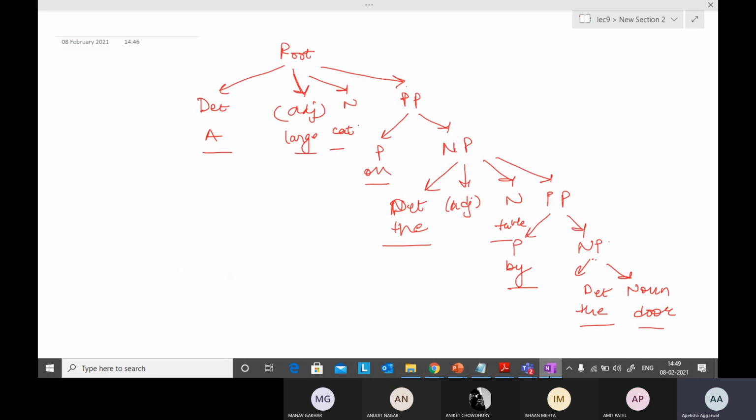Now we have seen the example of a noun phrase only. This whole was the noun phrase. Now in a sentence you also have a verb phrase, like a large cat was doing something. Doing something was walking on the street. Walking is a verb, so walking on the street is a verb phrase. This whole is a noun phrase because we are talking about the cat.